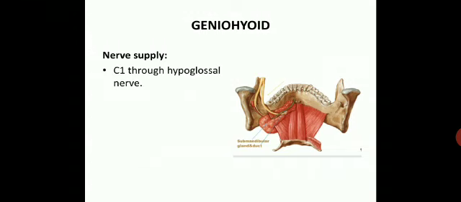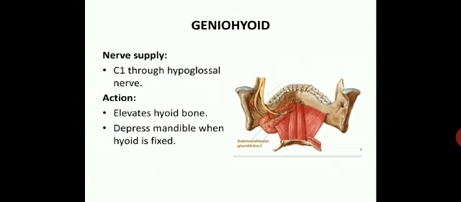Nerve supply, it is supplied by C1 through the hypoglossal nerve. Action, it elevates the hyoid bone and depresses the mandible when the hyoid is fixed.